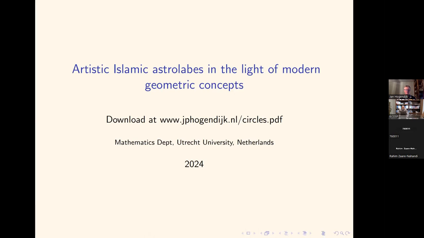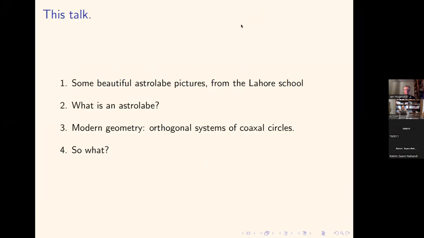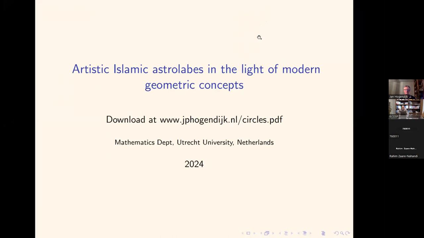Together with Professor A.I. Sabra of Harvard University in the United States, he received the World Book of the Year Award of the Islamic Republic of Iran in 2005. Since his retirement in 2020, he continues his research in the history of mathematical science in the Islamic world in the Netherlands, and he also travels frequently to Islamic countries for lectures and workshops. We are very grateful to Professor Jan Hogendijk, and the floor is yours. Professor Hogendijk, over to you, please.